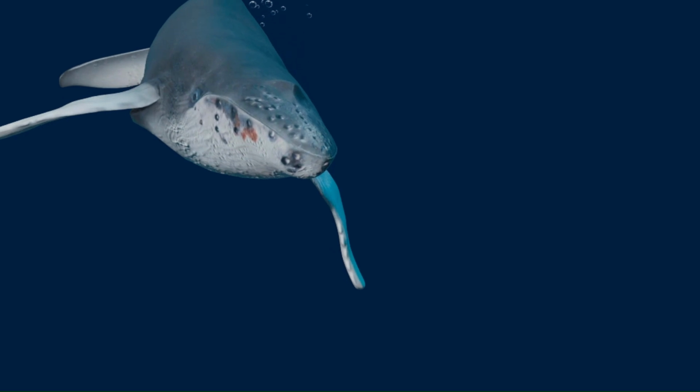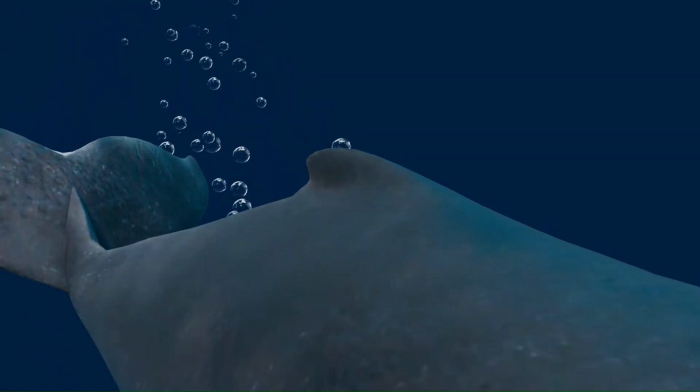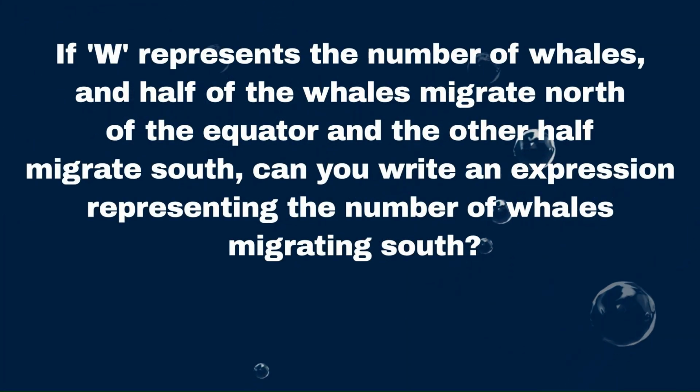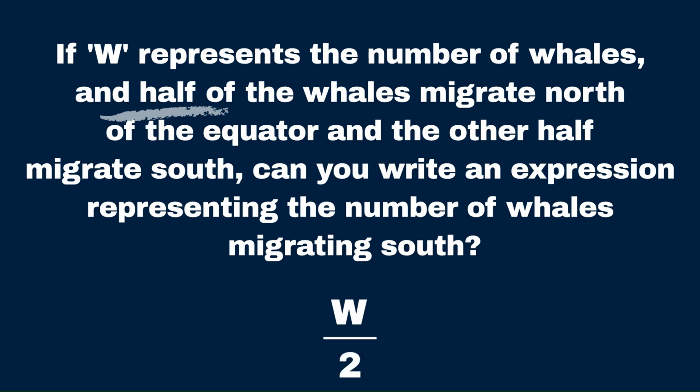Now we will be tracking humpback whales in the ocean. If W represents the number of whales, and half of the whales migrate north of the equator, and the other half migrate south, can you write an expression representing the number of whales migrating south? So the variable will be W, and the main keyword here is half, which means divide by 2. So our final expression will be W divided by 2.